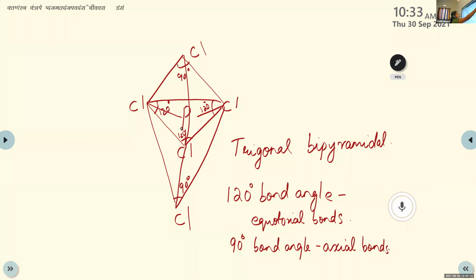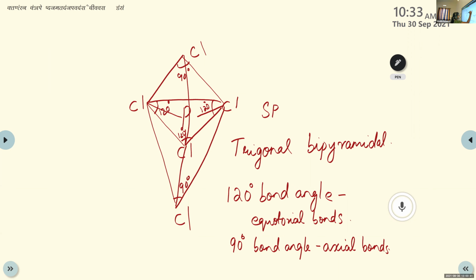And here you can see that the two axial bonds are longer in bond length compared to the equatorial bonds, right? This is due to the repulsive interaction experienced by these bond pairs. So due to the repulsive interaction experienced by these bond pairs, these two axial bonds have a longer bond length compared to the equatorial bonds. So this is the formation of the PCl5 molecule.